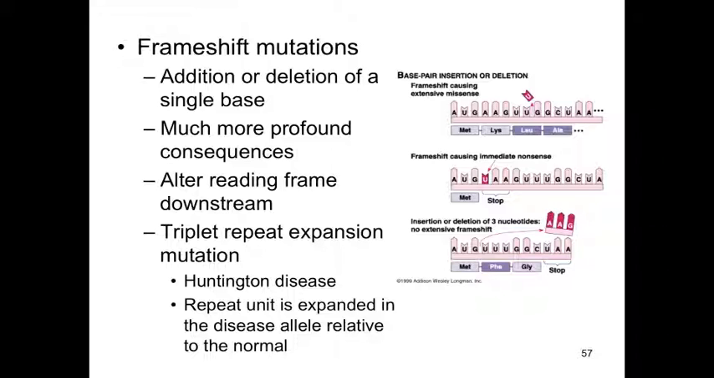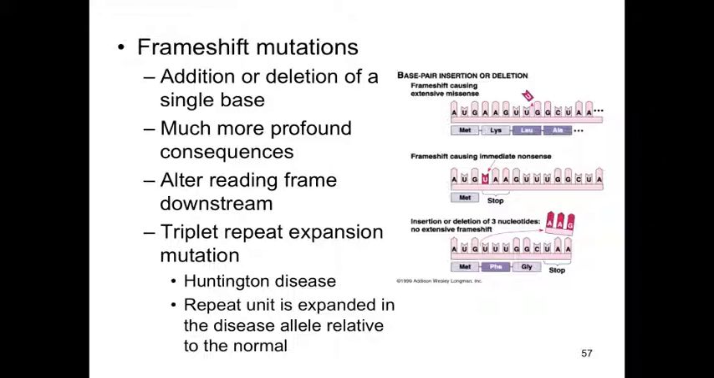If you have the insertion or deletion of 3 whole nucleotides, then there's not an extensive frameshift. Just one amino acid will be changed in the whole sequence. One of the first genes isolated was associated with the human genetic disease called Huntington's disease. The gene for Huntington's disease provided a new kind of mutation. This gene contains triplet sequences of DNA that is repeated. And this repeat unit is expanded in the disease allele relative to the normal allele.